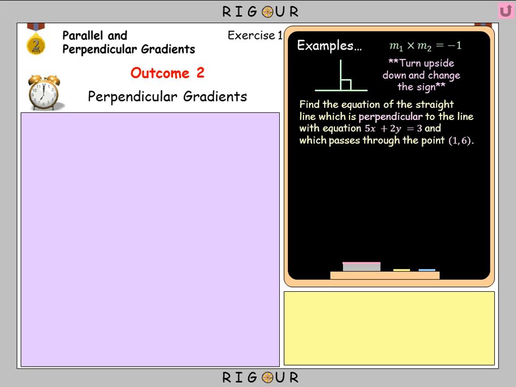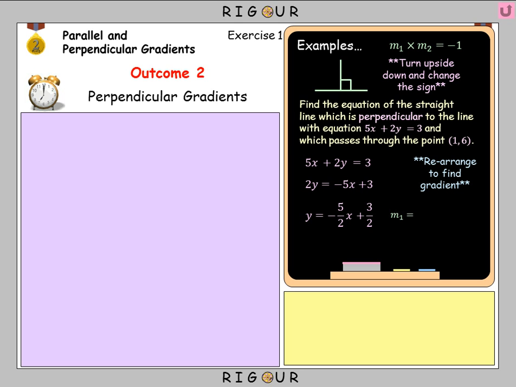So we can treat this question in exactly the same way. First of all, we're going to rearrange the equation into the form y equals mx plus c to find the gradient of the first line. So we take 5x from both sides, so we've got 2y equals minus 5x, add 3, and then we divide both of the terms by 2. So that gives us y equals minus 5 over 2 x plus 3 over 2.